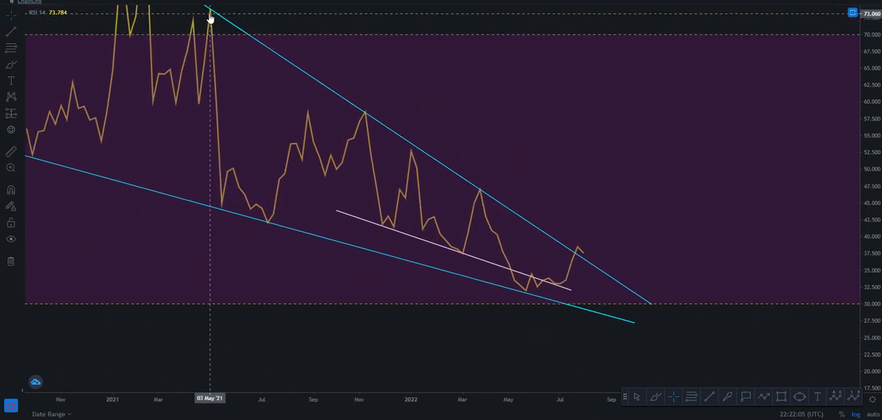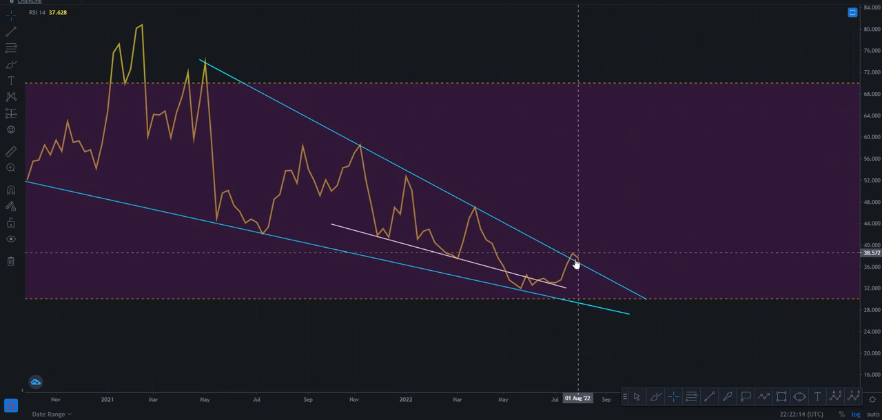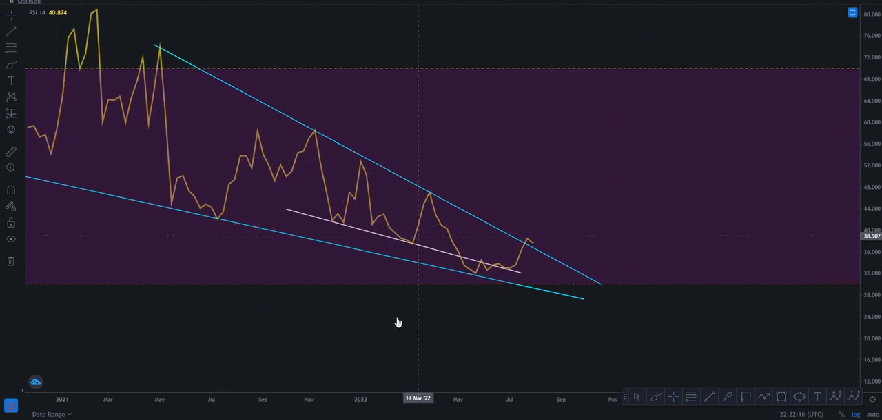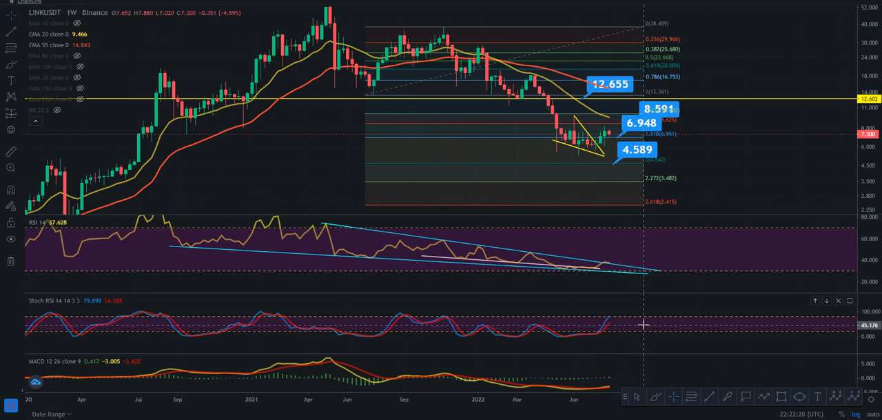And as you can see, this is a major level that we've been holding as resistance since May of 2021. So this is quite a huge deal in my opinion. So keep an eye on the weekly RSI, draw out this falling wedge. This is a very important thing to keep an eye on.